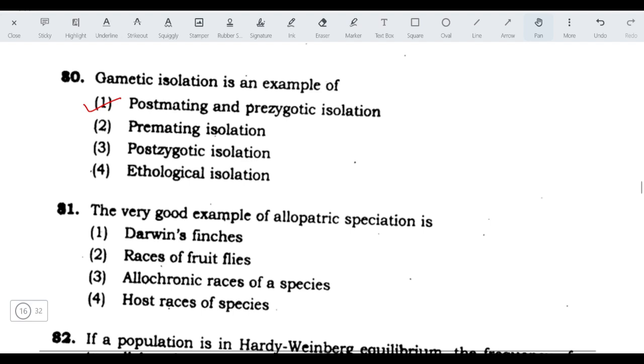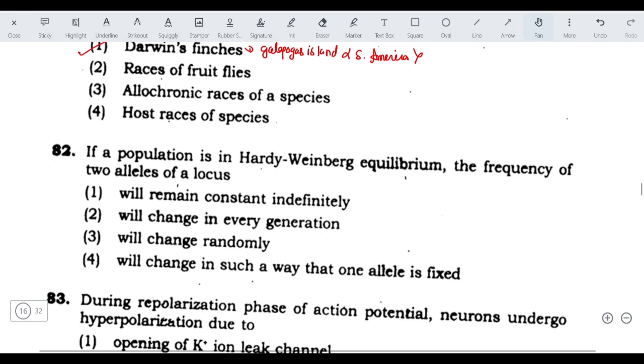A very good example of allopatric speciation, the answer is Darwin's finches, and they are found in the Galapagos Islands, situated near South America. They are an example of allopatric speciation. They are geographically isolated by ocean.